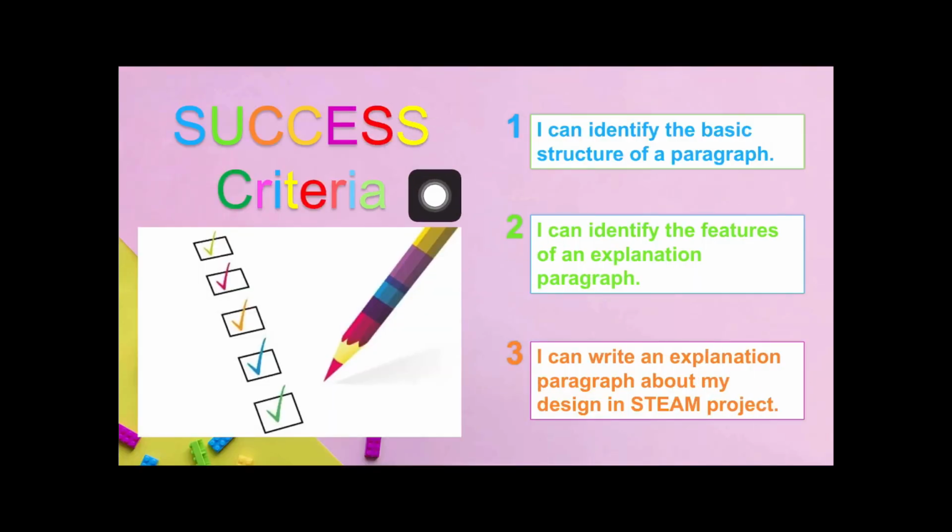Here is the success criteria for today. Number 1, I can identify the basic structure of a paragraph. Number 2, I can identify the features of an explanation paragraph. And number 3, I can write an explanation paragraph about my design for my STEAM project.